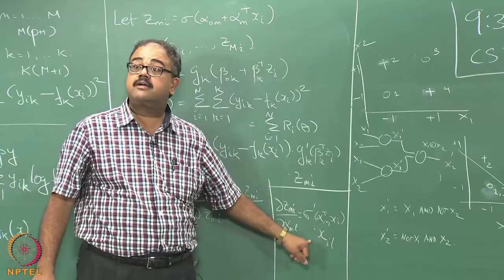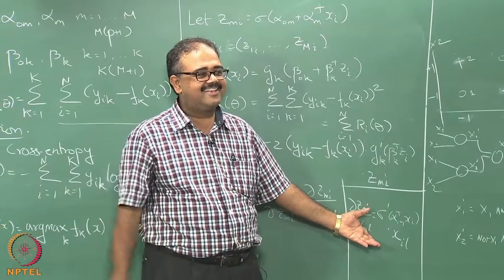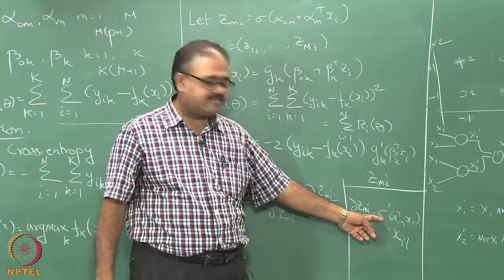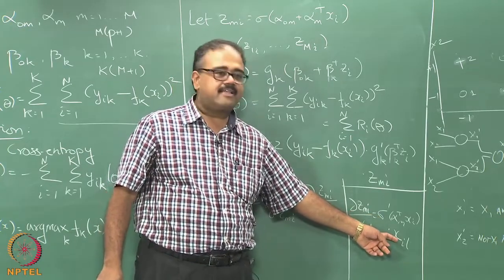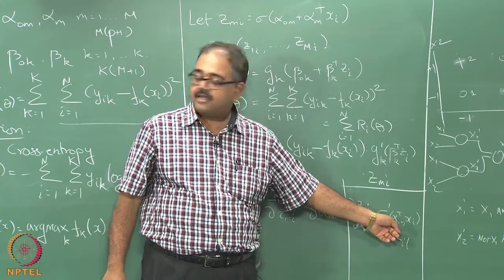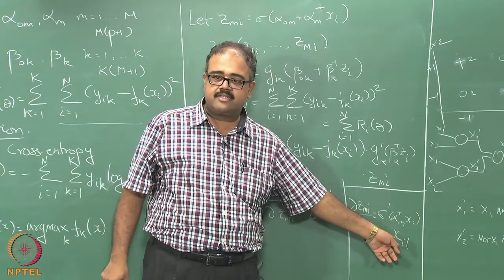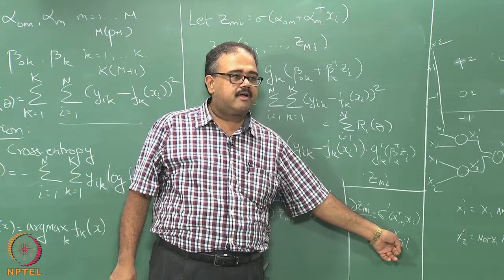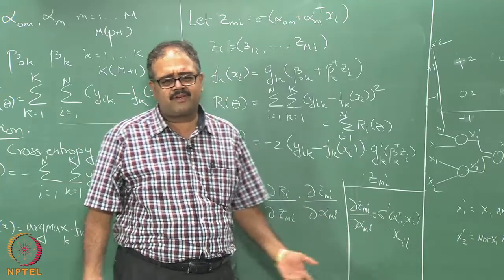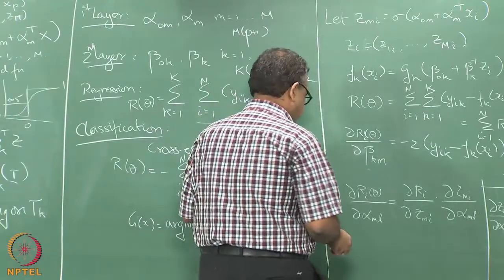So the derivative of sigma, can you zoom in? So the derivative of sigma times x_il, right. So sigma prime of alpha transpose x_i plus alpha naught into x_il. So that is essentially the derivative of z_mi with respect to alpha_ml. Okay, this is straightforward differentiation. If you are having trouble with that, I do not know.